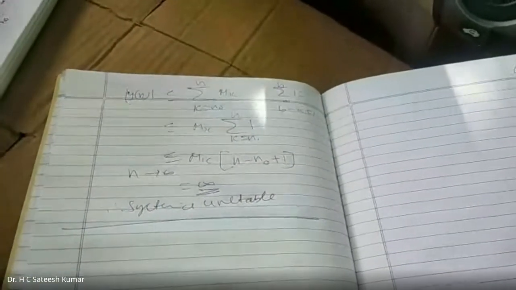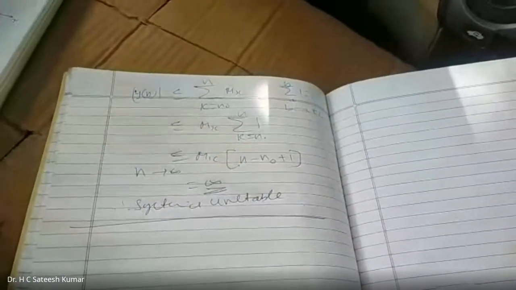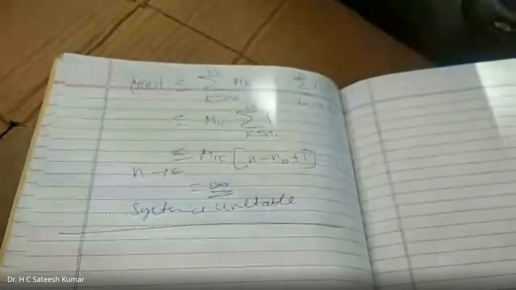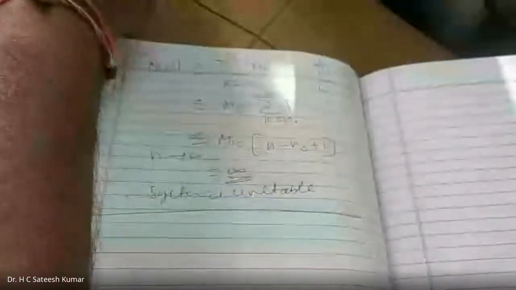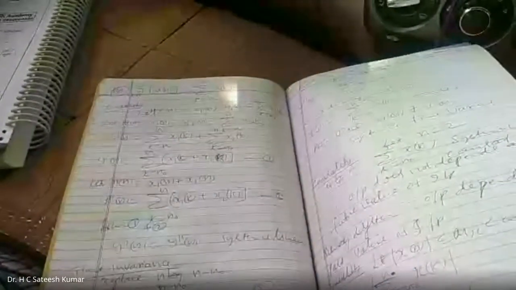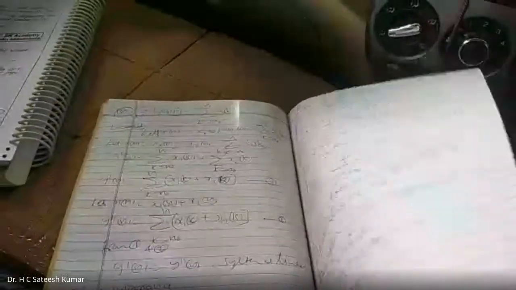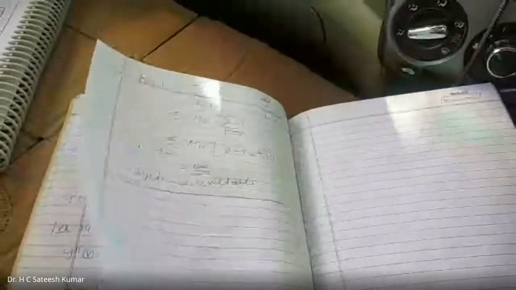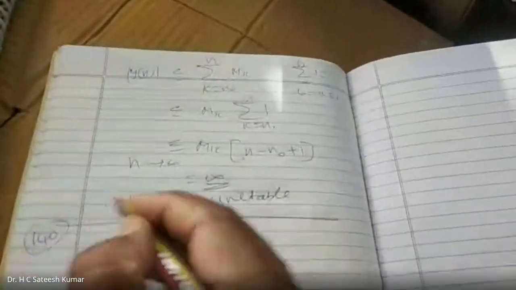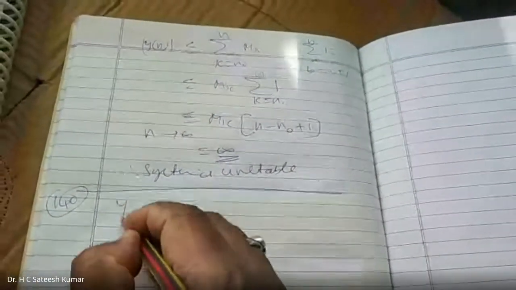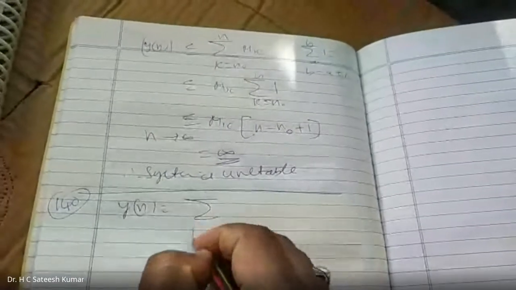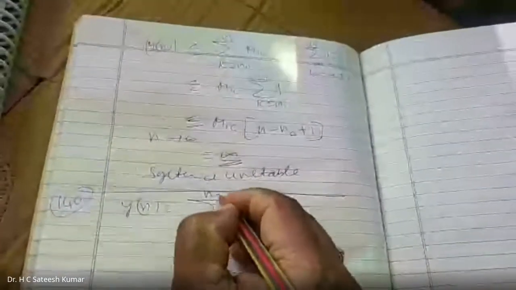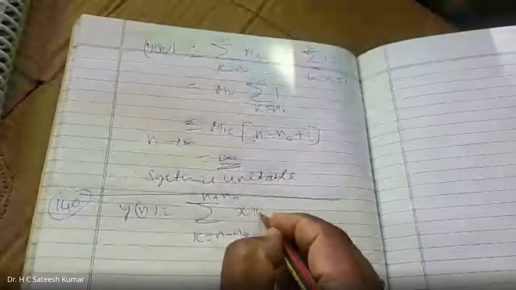One more problem from the same paper we have. 140 problem number. Y of n is equal to summation k varies from n minus n naught to n plus n naught x of k. These things are all 4 to 5 marks questions.